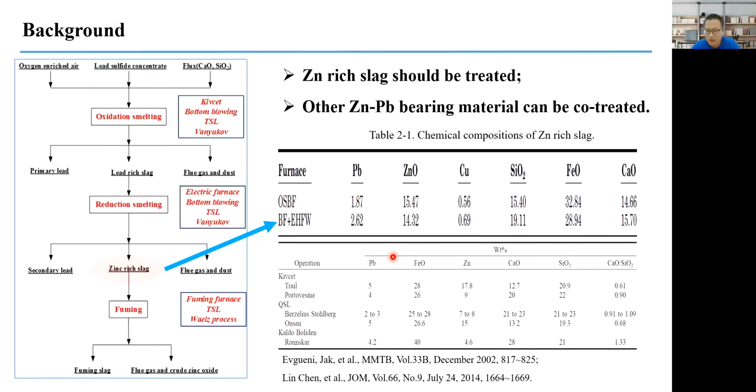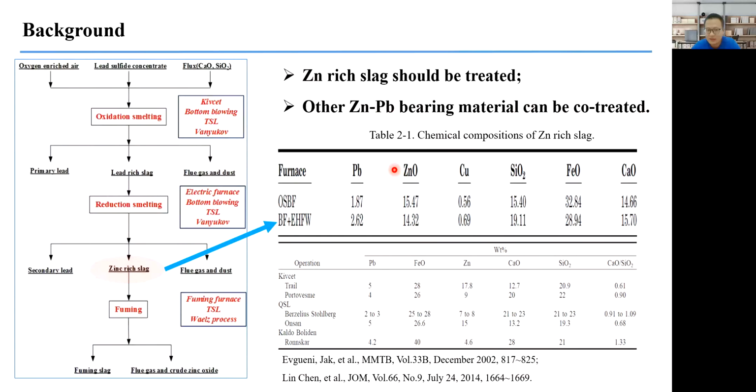We are also producing around 15% zinc in the slag, so all this zinc should be recycled. So does the lead here. There is still some lead remaining after the first oxidation recovery and the second reducing recovery. There is still some lead remaining in the zinc-rich slag, so we should recycle it in the fuming stage. So this is from the lead making process, and other zinc and lead bearing materials should also be co-treated. For example, as I have already mentioned, from zinc hydrometallurgy, the leaching residue, the iron precipitation residue, and also the gypsum residue.